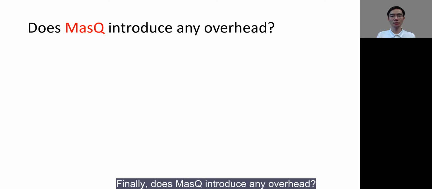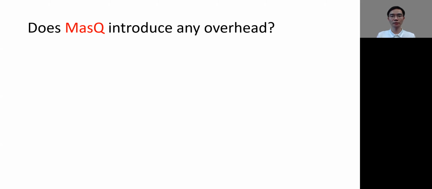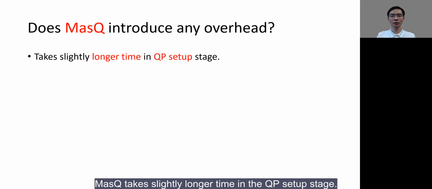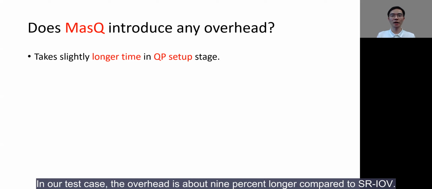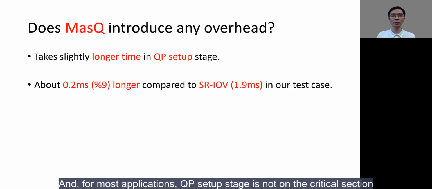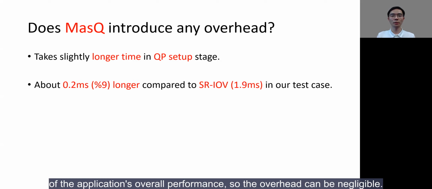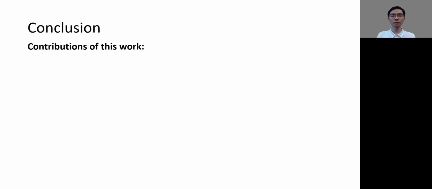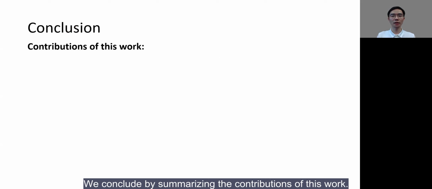Finally, does MasQ introduce any overhead? MasQ takes slightly longer time in the QP setup stage. In our test case, the overhead is about 9% longer compared to SR-IOV. And for most applications, QP setup is not on the critical path of the application's overall performance, so the overhead can be negligible. We conclude by summarizing the contributions of this work.